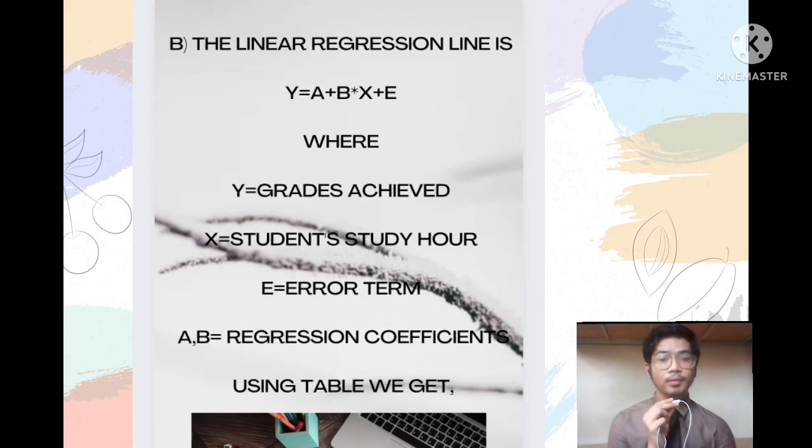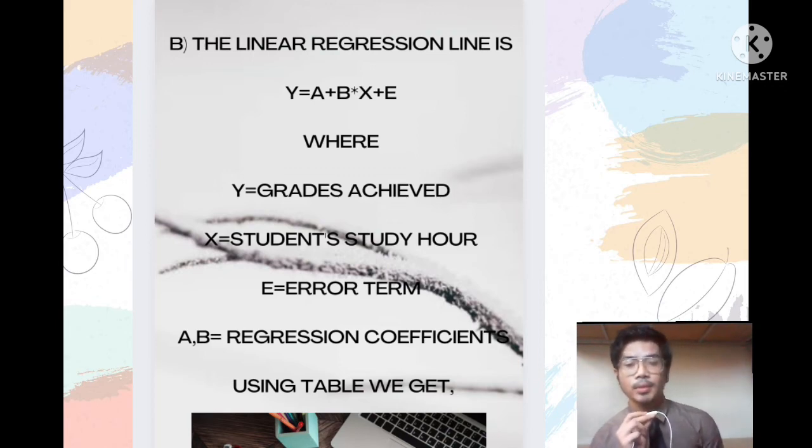Answer for question B. To solve the second question, the linear regression line formula needs to be used. The linear regression is y equals a plus bx plus e. Here, y equals grade achieved, x equals student study time, e equals error terms, and a and b equal regression coefficients.